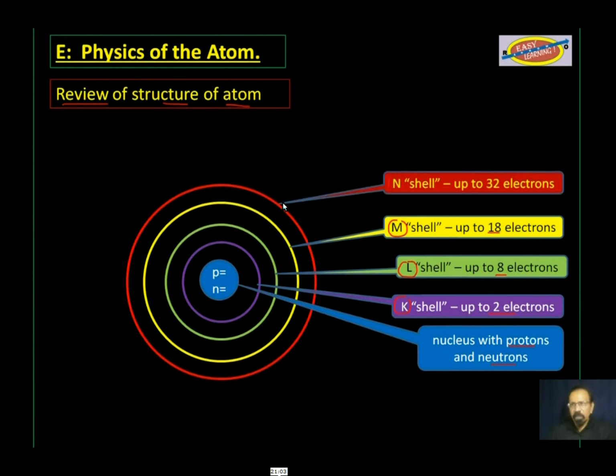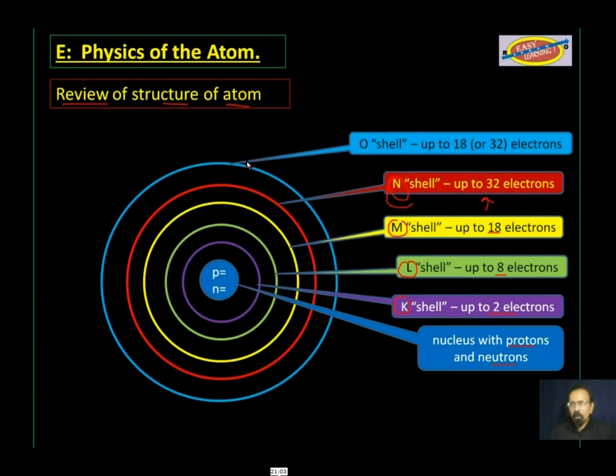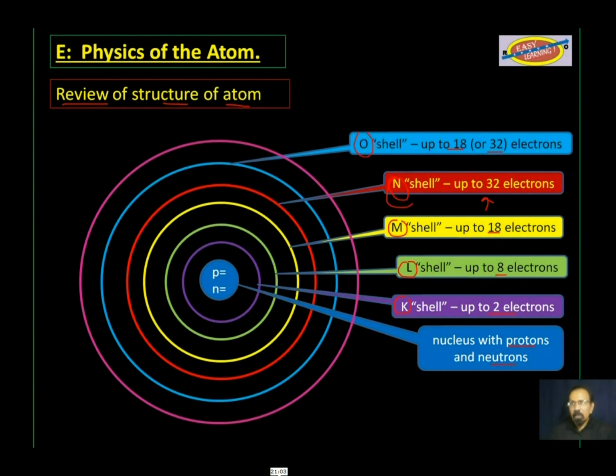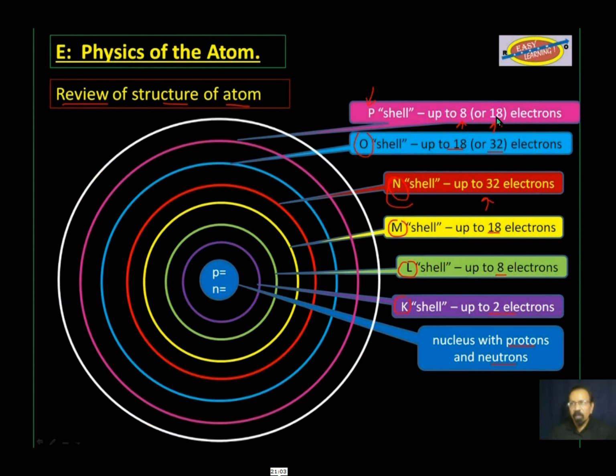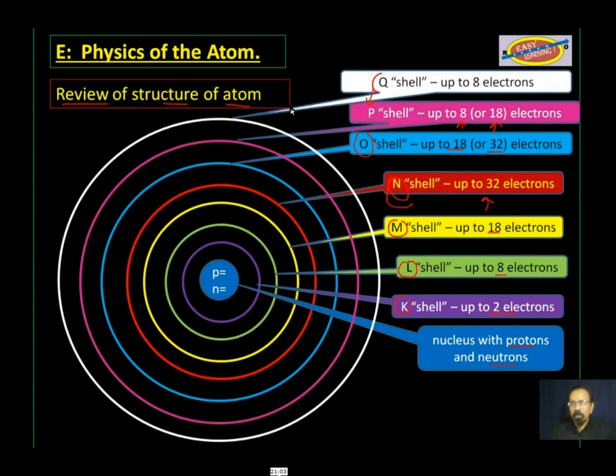Then the N shell, up to 32 electrons. O shell, 18 or 32 electrons depending on the situation. You also have the P shell, up to 8 or 18 electrons, again depending on the situation. And finally, you have the Q shell, which could take up to 8 electrons. So depending on how many electrons you have in the atom.